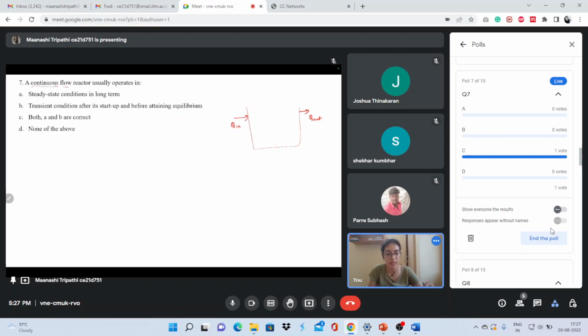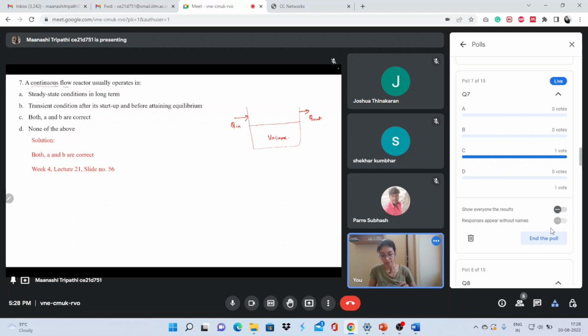It's not like intermittent, like we are putting some flow, then we are waiting, then we are taking the flow out. No, the volume remains constant because the speed by which flow is coming in and the speed by which it is going out is the same. So the volume is the same. Answer this question. Steady state condition in the long term, transient condition after startup and before attaining equilibrium, both A and B are correct. Let's look at the answer. So the answer is both A and B are correct.